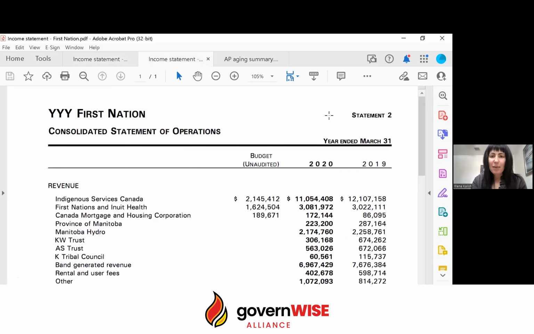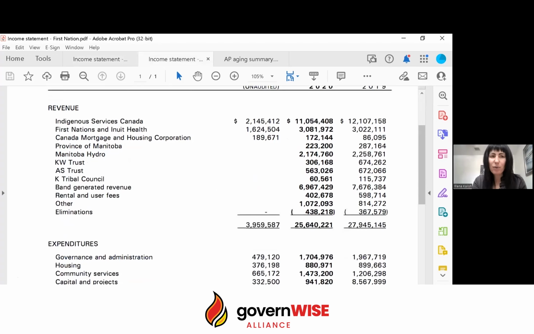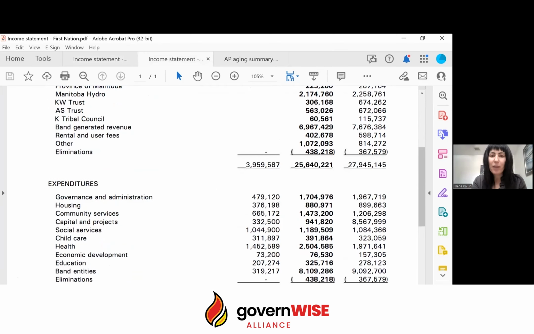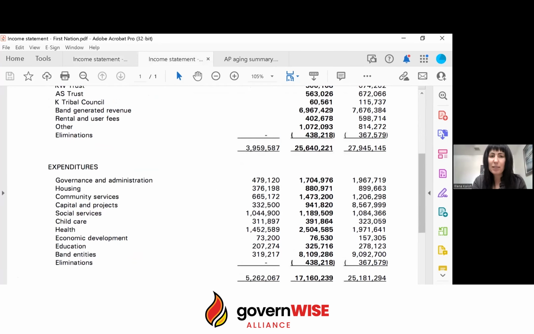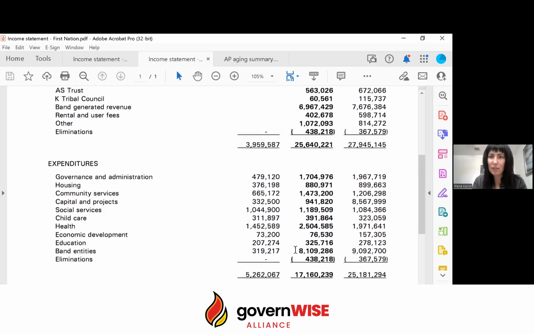Our next example is a First Nation audit. So our revenue is at the top. And then as we get to expenses, this is the main audit, the main statement produced by the auditors. So here you'll see that expenses are actually presented by program. Okay. So there's governance and administration, housing, community services, and so on and so forth.